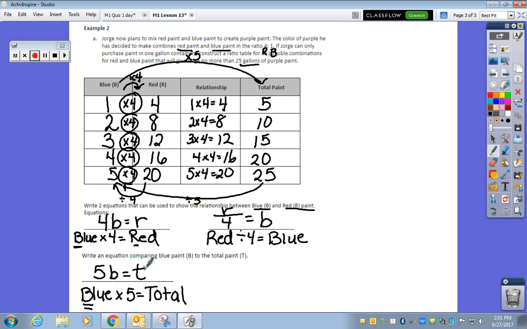If we want to see the division, we're taking the total amount, and this time we're going backwards, so we're doing the opposite, which would be divide by 5 to get the blue. So what that would look like algebraically is t for total divided by 5, and again using that fraction, equal to b for blue.